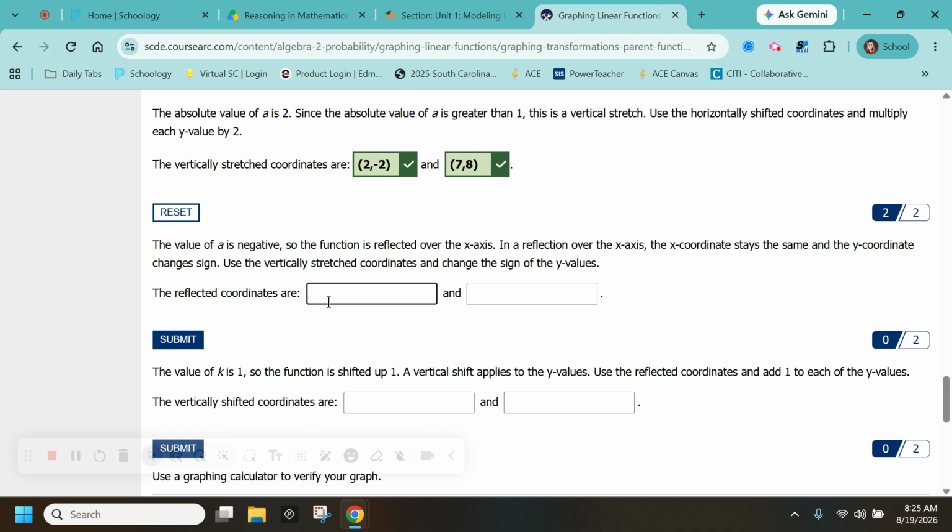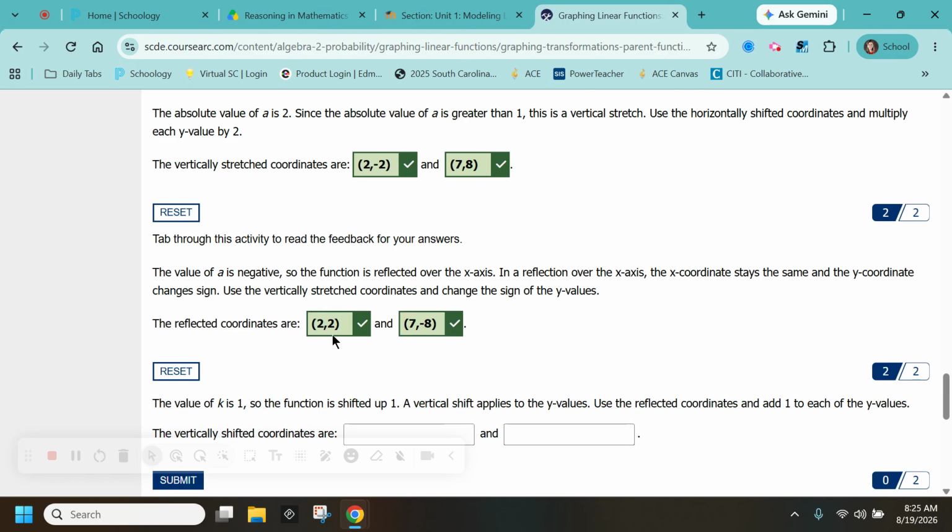The value of a is negative, so the function is reflected over the x-axis. In a reflection over the x-axis, the x-coordinate stays the same and the y-coordinate changes the sign. So use our vertically stretched coordinates, these ones, and change the sign of the y values. So we'll leave the x's alone. -2 becomes a +2, and 8 becomes a negative 8. Reflecting it over the x-axis changes the sign on the y's.